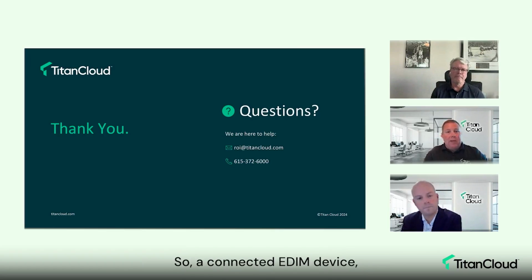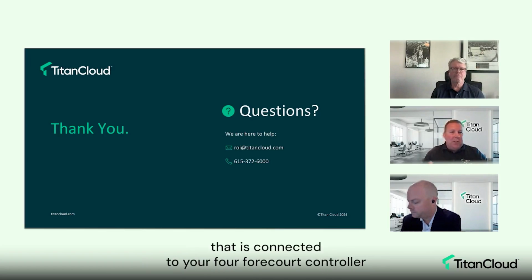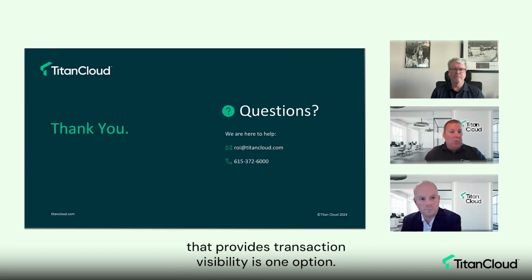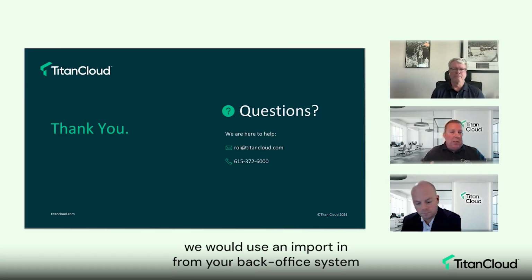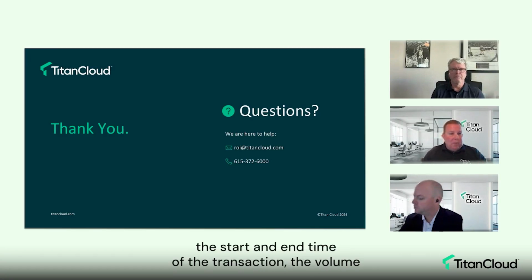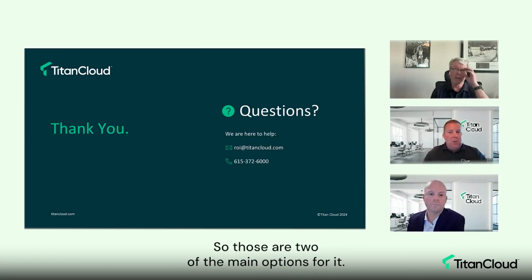So, a connected EDIM device, electronic dispenser interface module, that's connected to your forecourt controller and provides transaction visibility is one option. It's not necessary. A lot of organizations and tanks don't have that. So in the cases where they don't have it, we would use an import from your back office system that would be transaction level data that provides the start and end time of the transaction, the volume of the transaction, all the critical data points. So those are two of the main options.